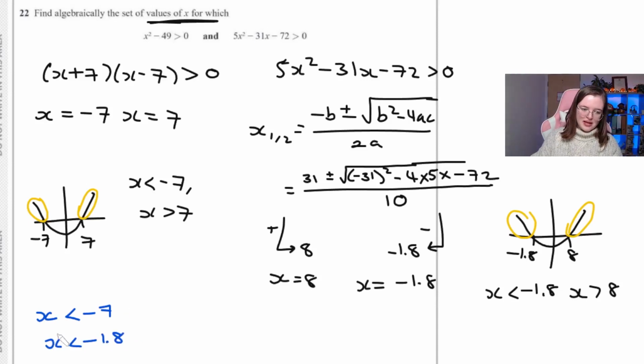So anything less than minus 7 is also going to be less than minus 1.8. Minus 1.8 is bigger than minus 7, right? So if we had like minus 8, that fits both of them. But if we had something like minus 3, that would fit this one, but would not fit this one because minus 3 is not less than minus 7. So therefore, we need to take more priority to this one because this one's the one that's going to cause the most problems. So then that's going to be one of our inequalities. x has to be less than minus 7.